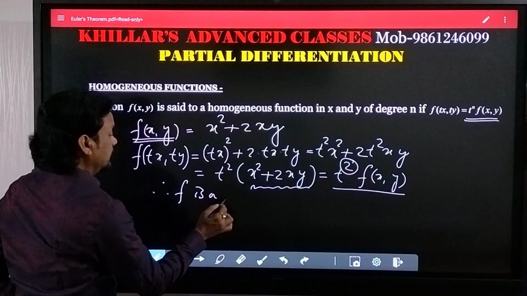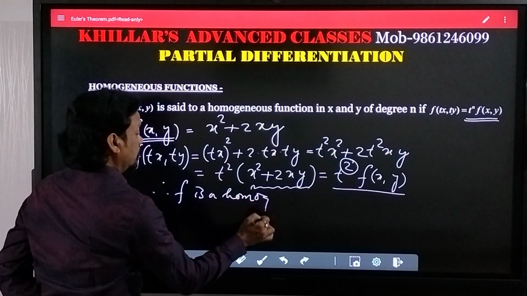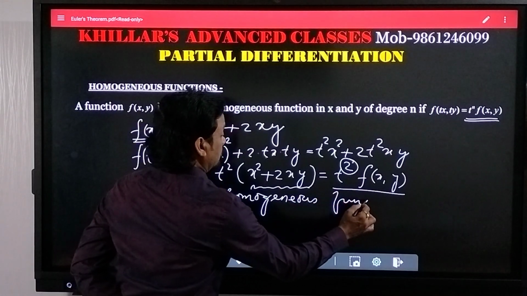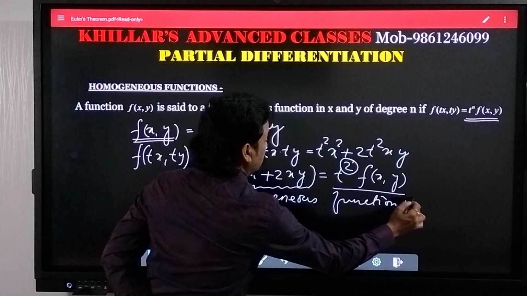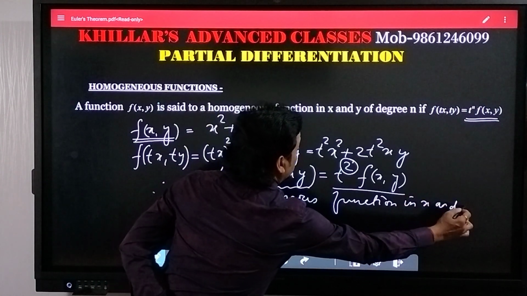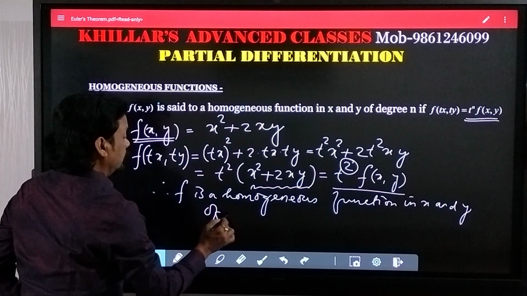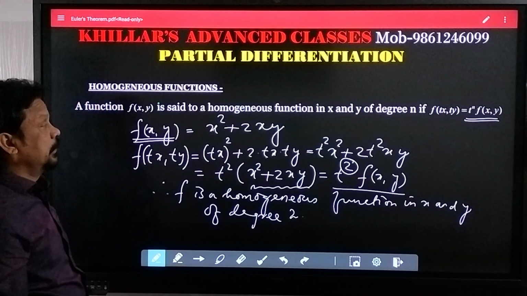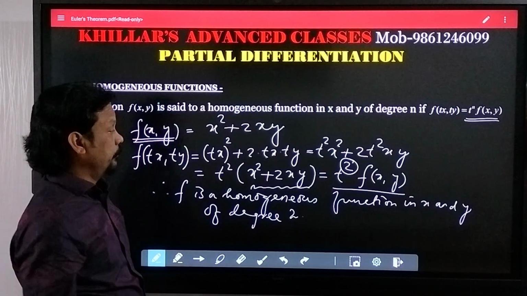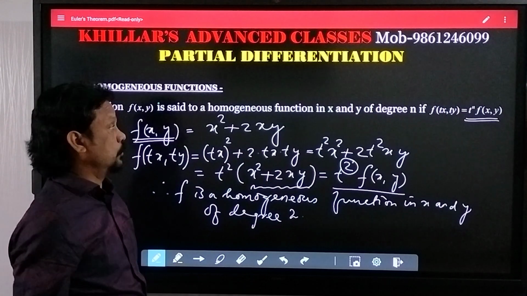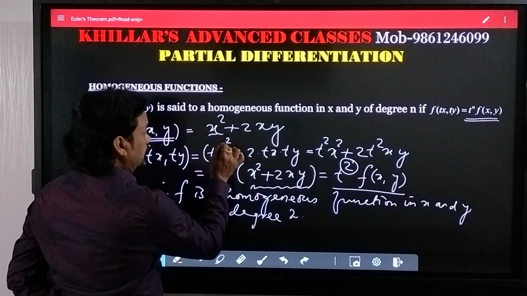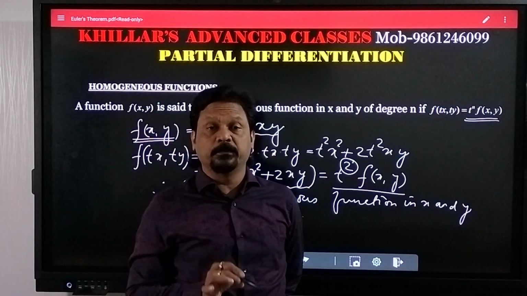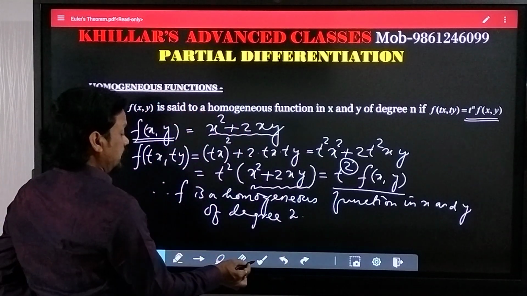That means f is a homogeneous function in x and y of degree 2. You have to mention the variables, in x and y. Clear? So this is all about homogeneous function. And you can write the degree also. So directly we can see here, homogeneous function means the degree of each term in the given function should be the same.